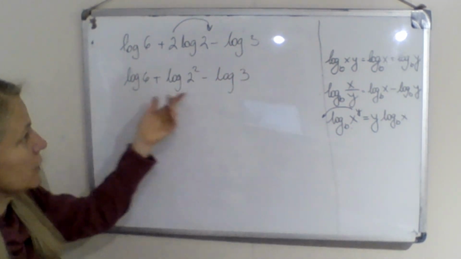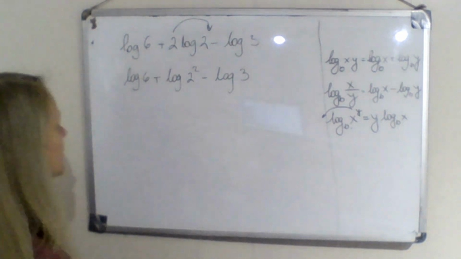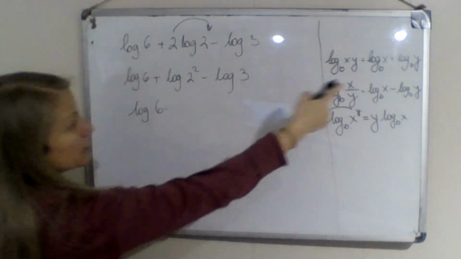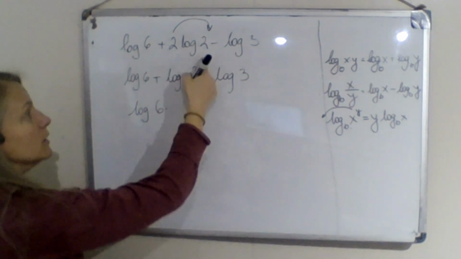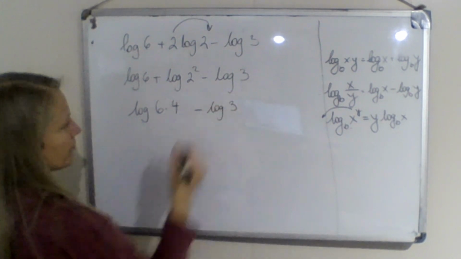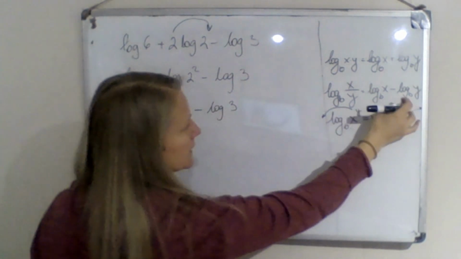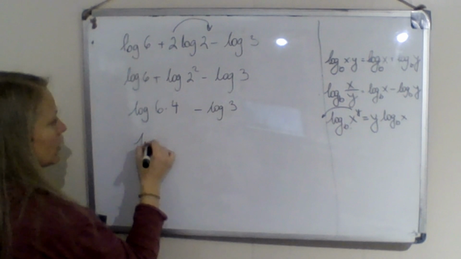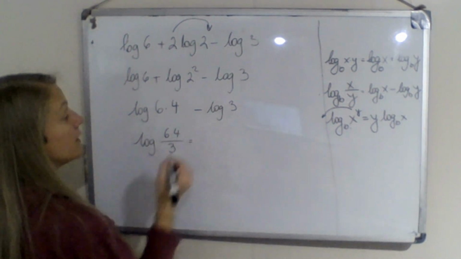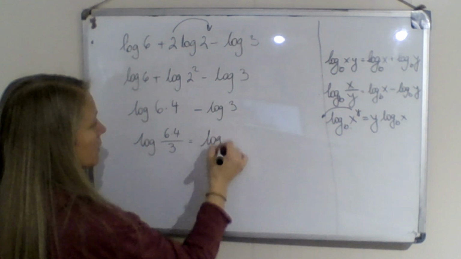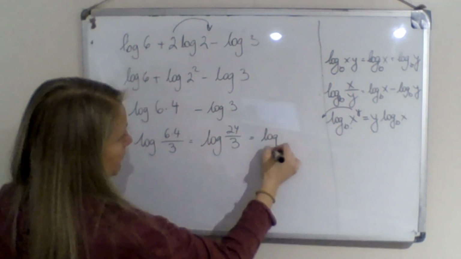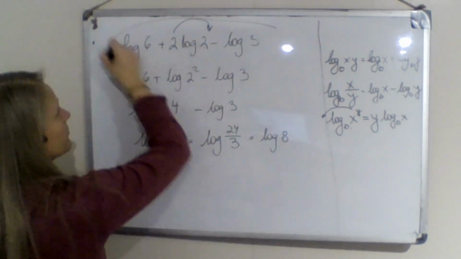And now we only have addition and subtraction, so we're going left to right. This becomes log of 6 times, since it's an addition we go backwards to multiplication, 2 to the second, which is 4, minus log 3. And now all I have to do is that subtraction, which becomes log of 6 times 4 divided by 3. And we're going to finish this math, right? Log of 24 divided by 3, which is log of 8. Look where we started.